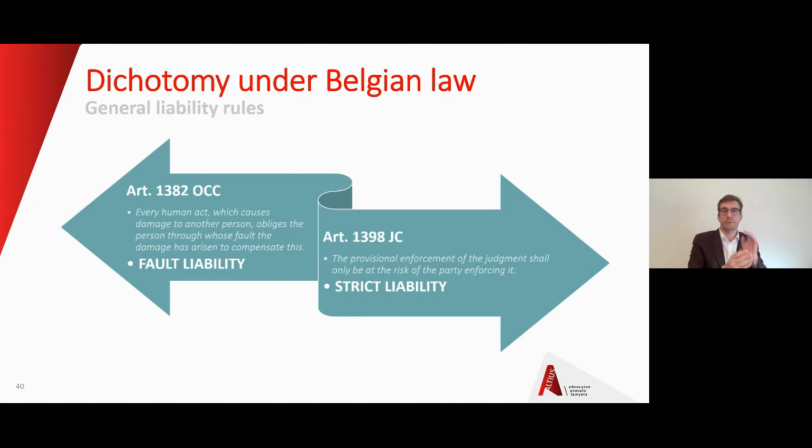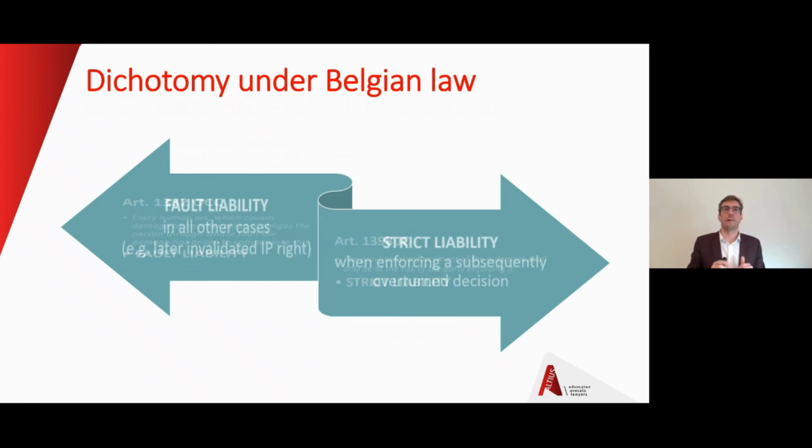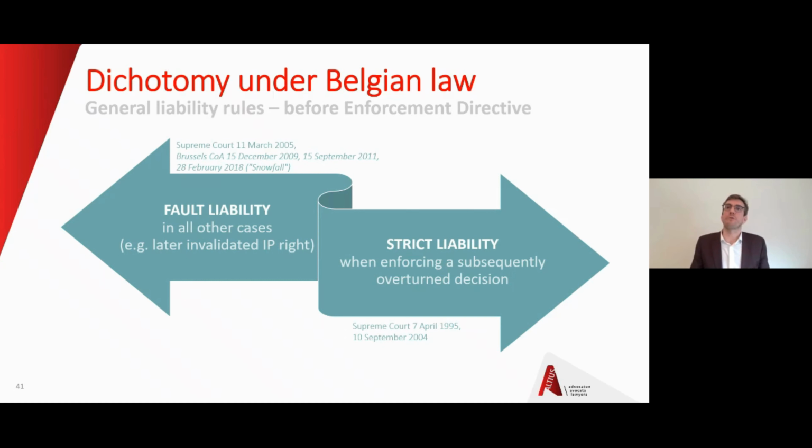And because it's at the risk of the party enforcing it, it leads to strict liability for that party having enforced it. If, in other words, a first instance PI decision is overturned and later revoked by the Court of Appeal, still in PI proceedings, you will be liable strictly, objectively for the damage caused by enforcing that first instance PI decision, versus a fault liability in all other cases. And that's what we indeed saw before the enforcement directive in respect of the enforcement of IP rights.